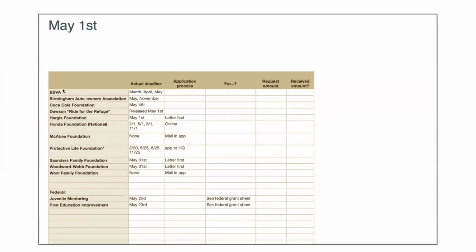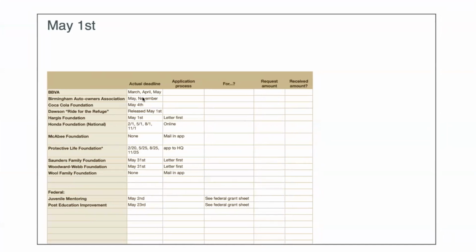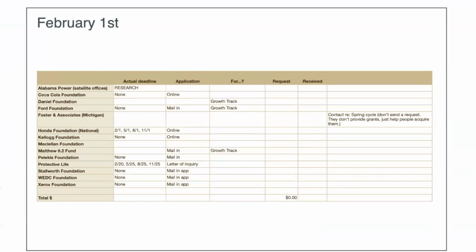Let me show you another one. May. Notice this one's different. You can take a screenshot if you want to go through it. But I put the actual deadline is May, November. That means this person right here, Birmingham Auto Owners Association, is going to appear on the November list. Notice this, BBVA, March, April, May. Now, I did learn the application process is online, so I filled that in. Some of these others, McCabe, that was to mail it in. They didn't actually have a deadline. Now, notice Protective Life right there, they are on the May list. That's why I put this in here. They are also on the February list. So I knew, let's find them right there, closer to the bottom.